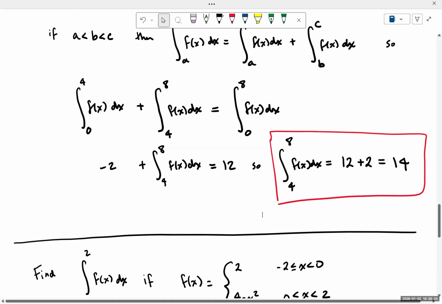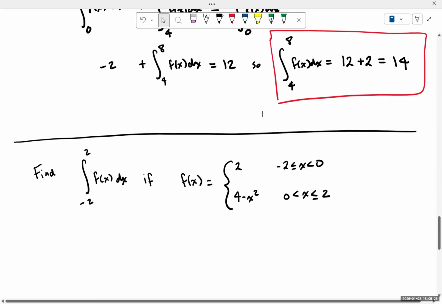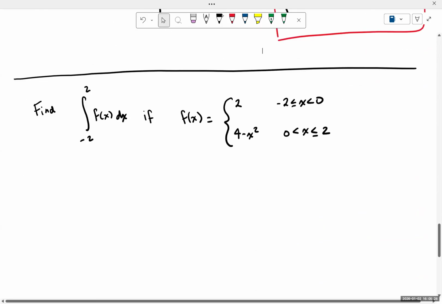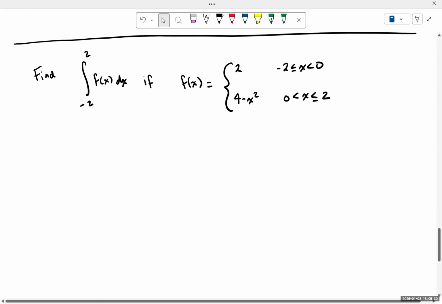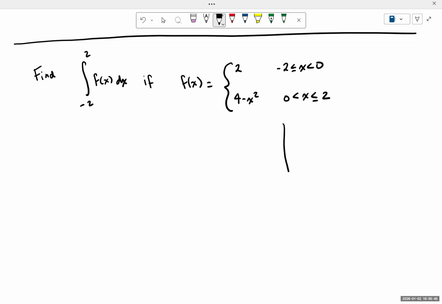All right, so this is another problem in which what we just said about breaking up the domain comes into account because this is a piecewise defined function. How do you integrate a piecewise defined function? Now, I'm just going to draw this so that it helps us see what's going on.